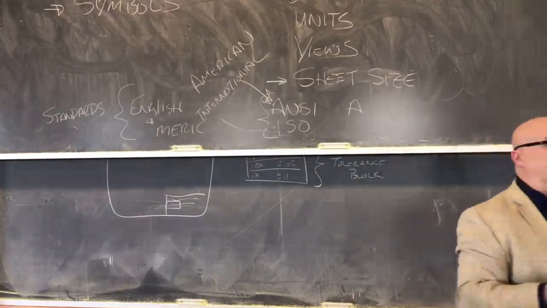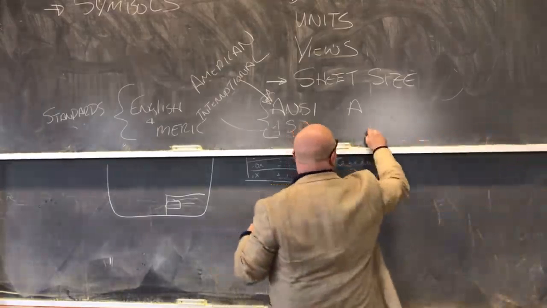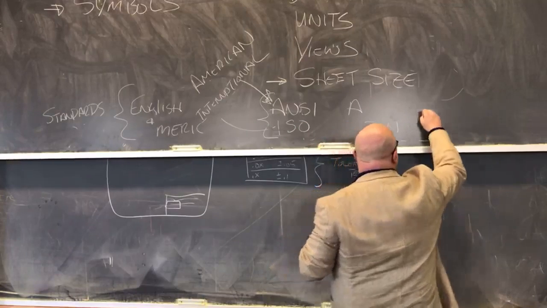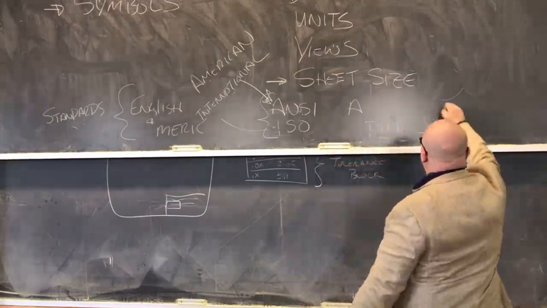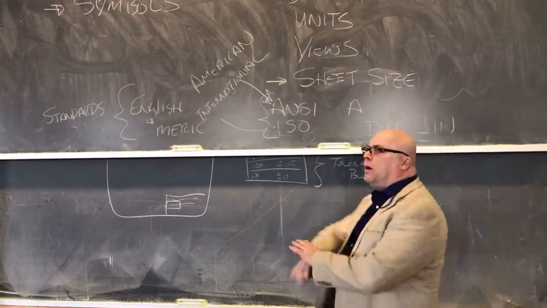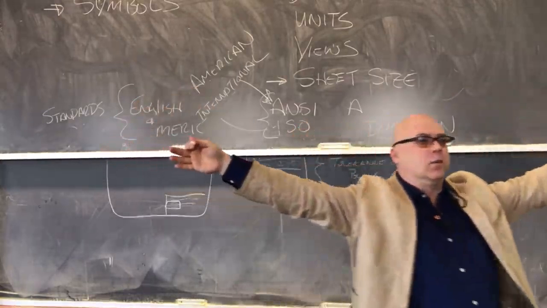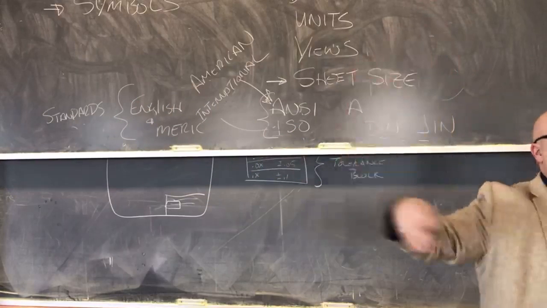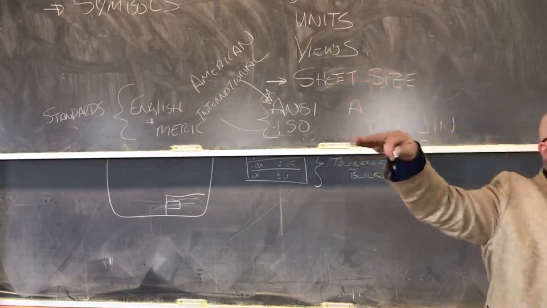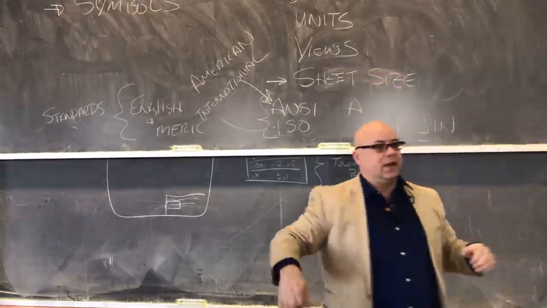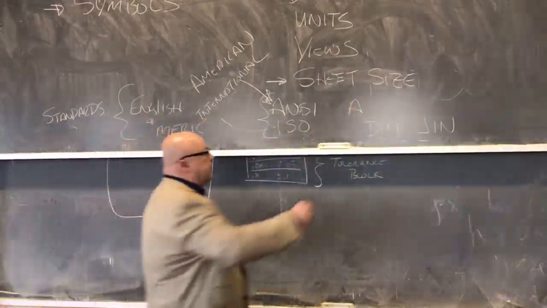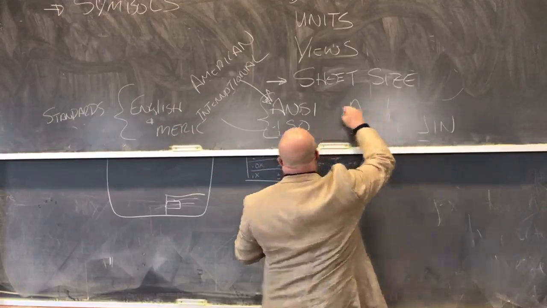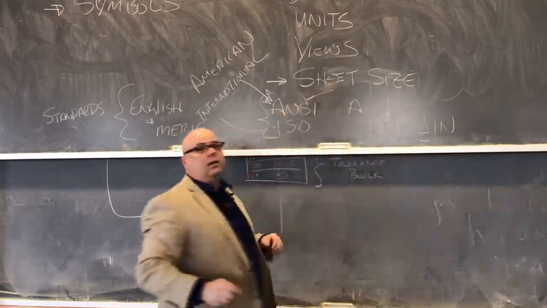ANSI totally existed before ISO, and so did DIN and JIS, the Japanese one, and a whole bunch of others. All the countries in the world that did manufacturing as a large percentage of their economy had a standards committee like this, or they would use the DIN standard, or they would use the ANSI standard.